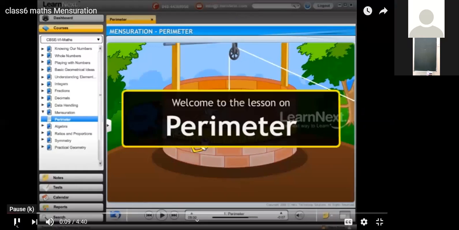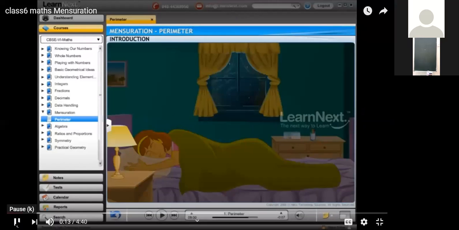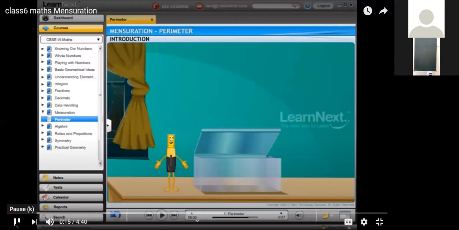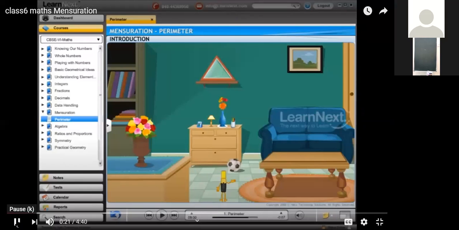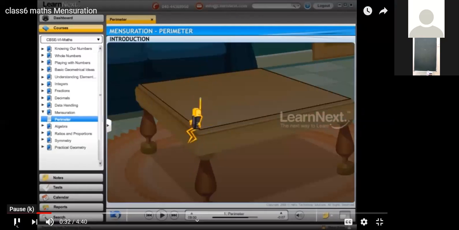Welcome to the lesson on perimeter. It feels so good to be out of the box. I wonder why Maria only uses me for measuring cloth. I'm long enough to measure the length of his tabletop. Oops! I guess I need someone to hold on to me to read the measurement.